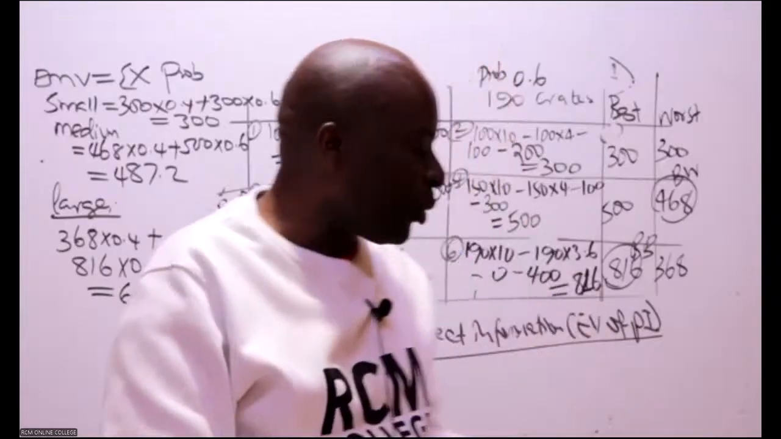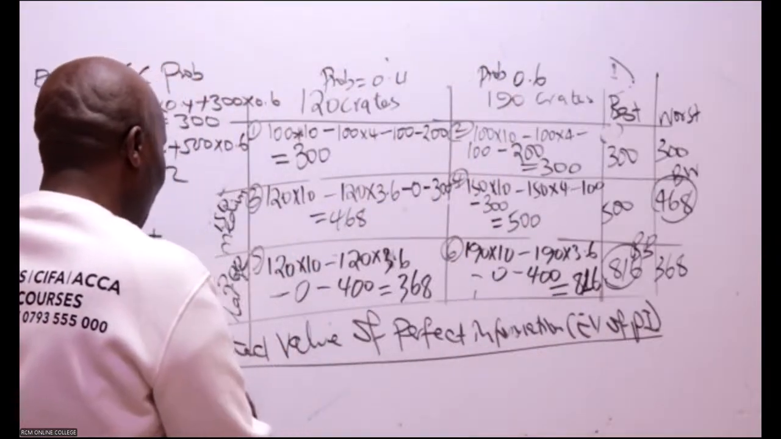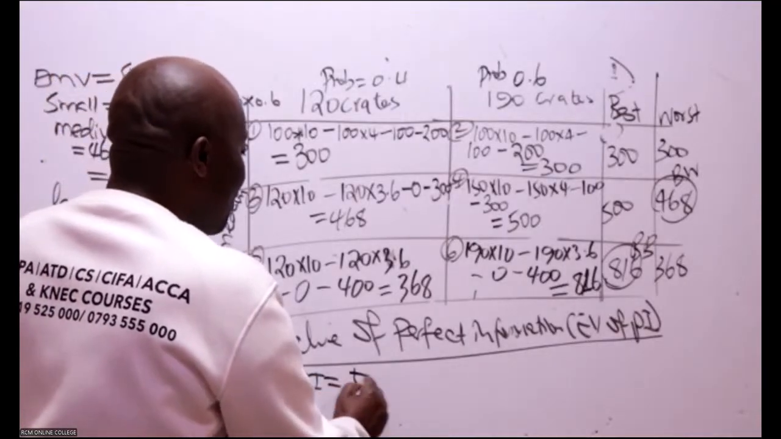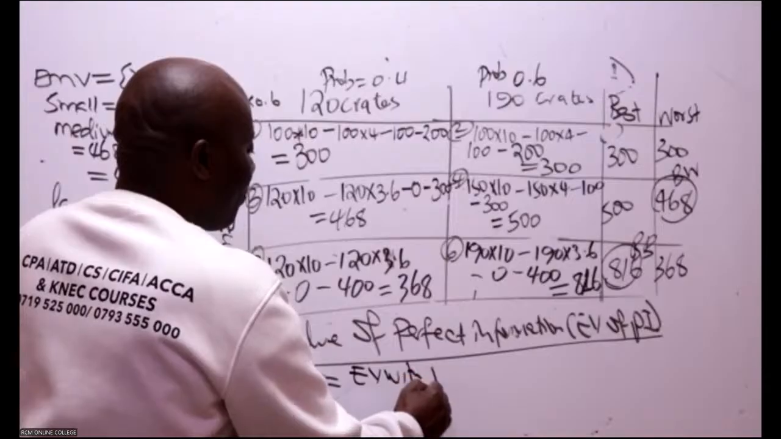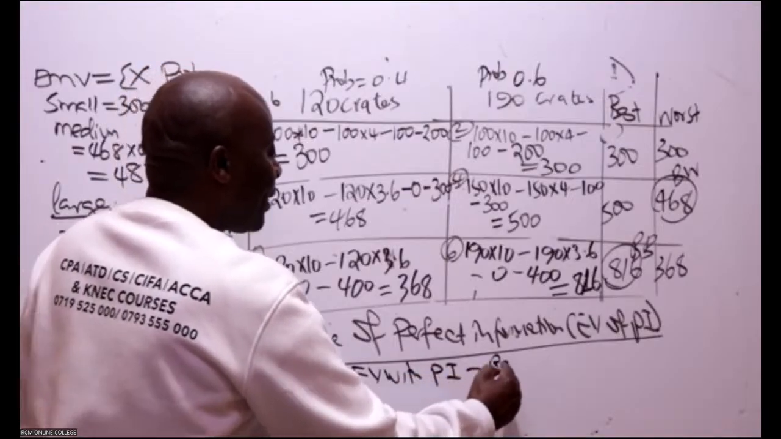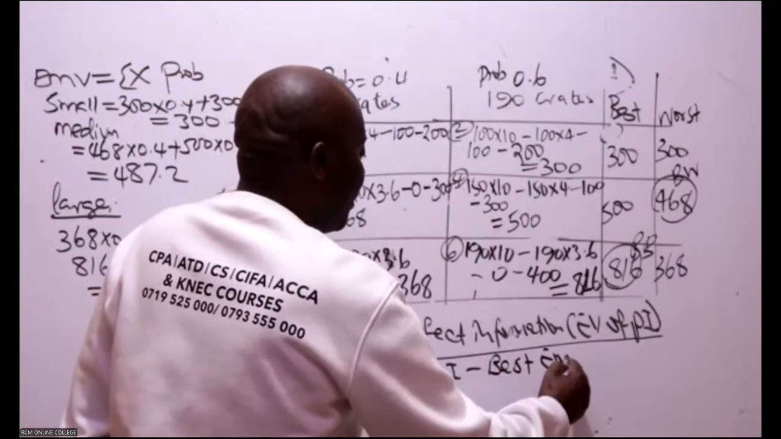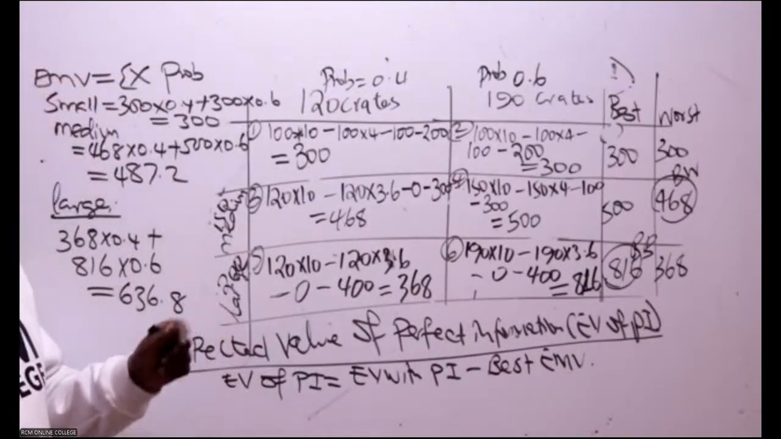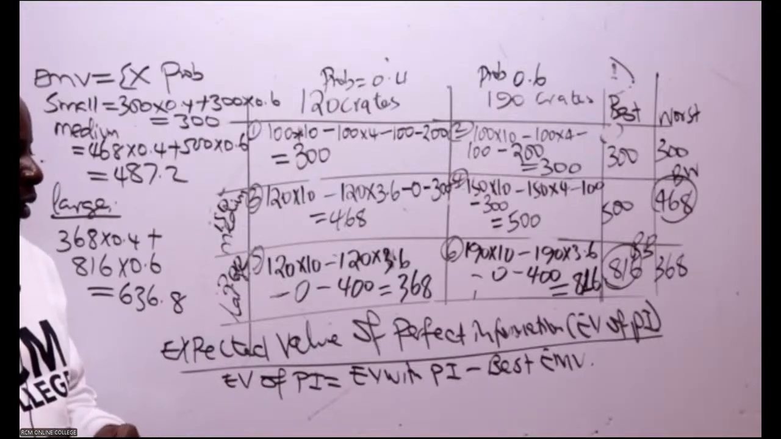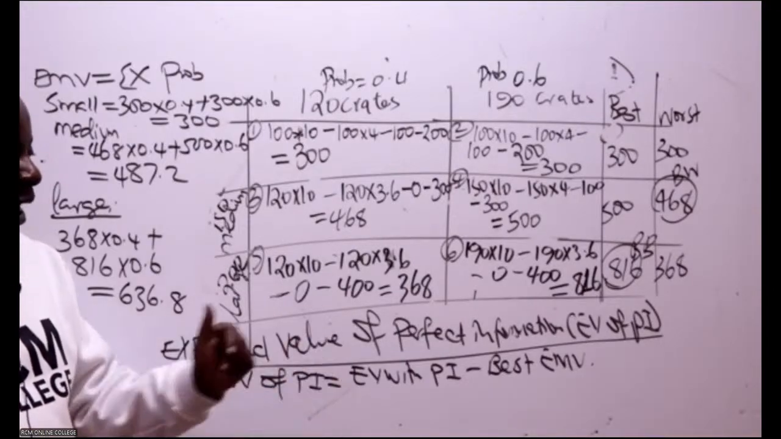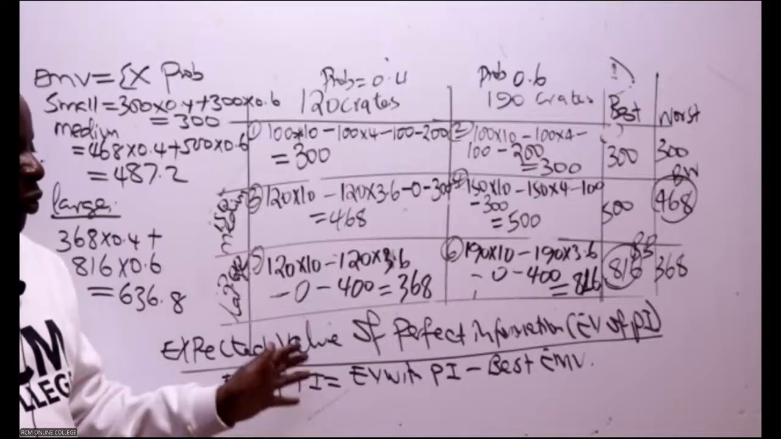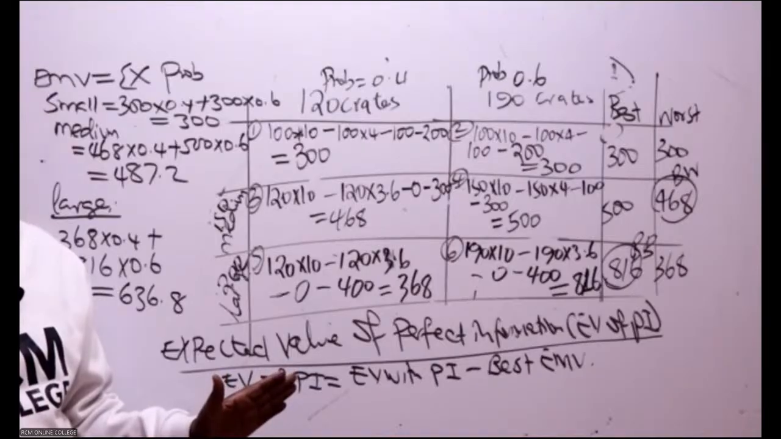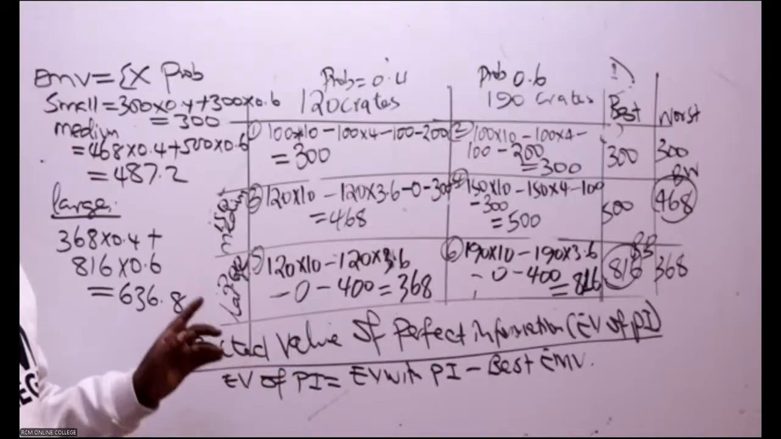You're going to get a higher value when you involve experts. To get this expected value of perfect information, EV of PI, we take EV with PI minus best EMV. So please write up to there that expected value of perfect information equals expected value with perfect information minus best EMV.